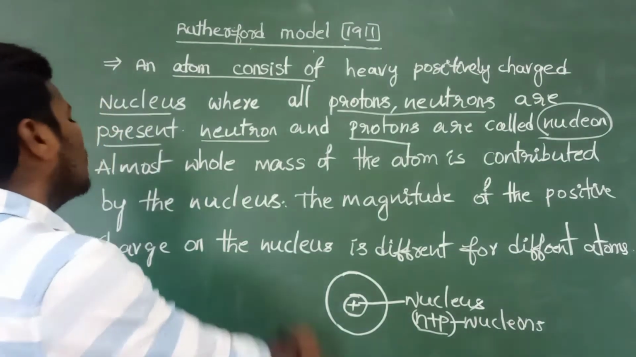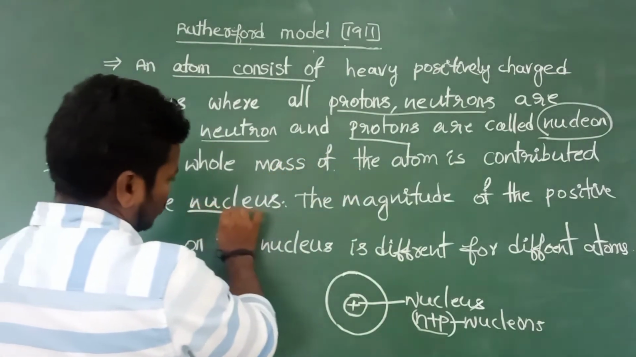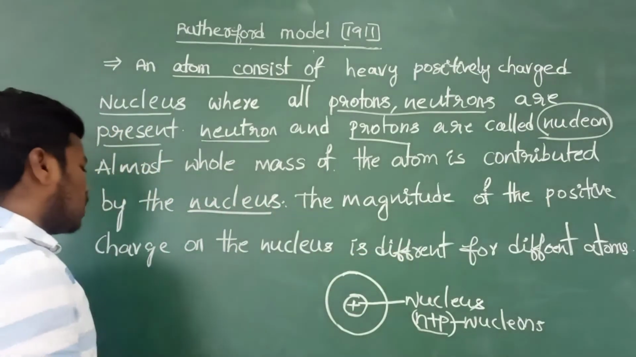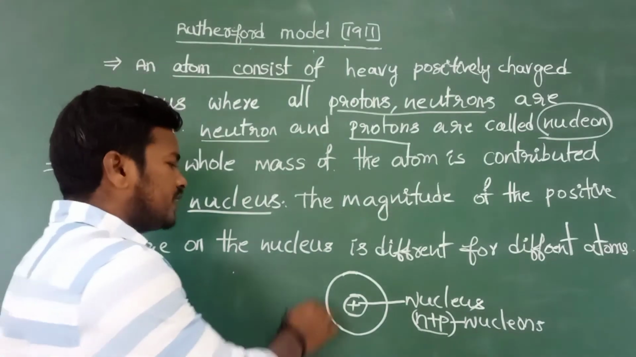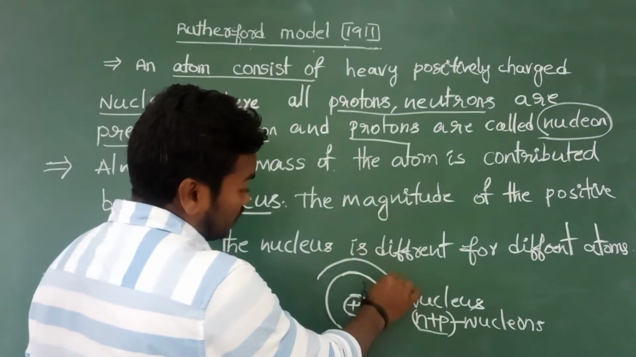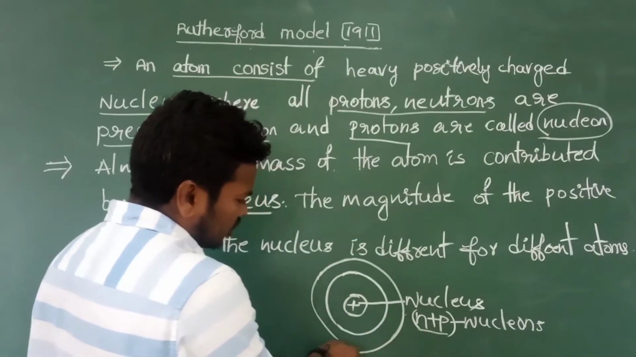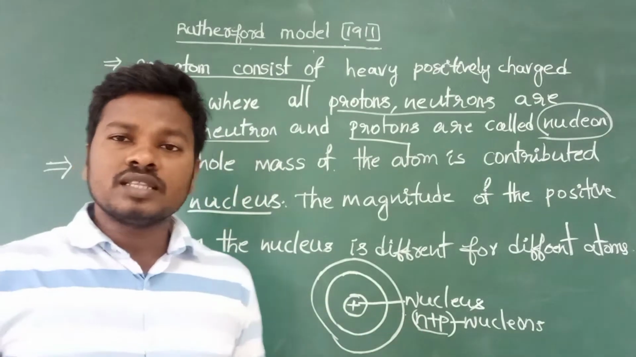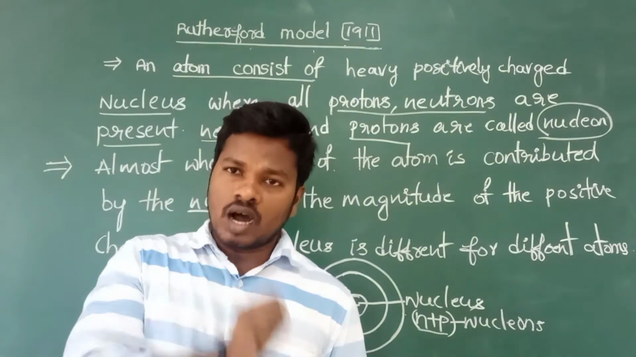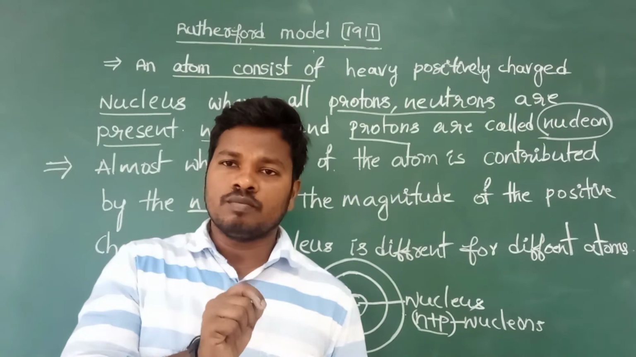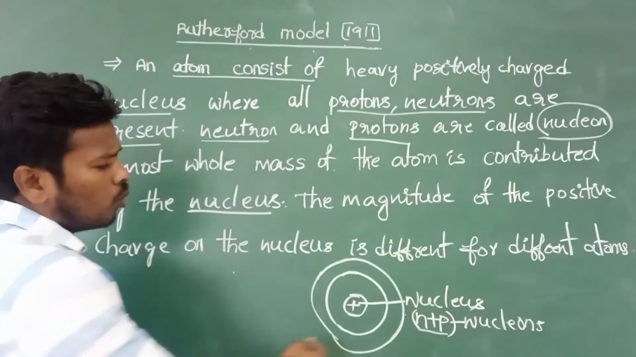Second, almost the whole mass of the atom is contributed by the nucleus. The magnitude of positive charge on the nucleus is different for different atoms. We know that we have three subatomic particles: electron, proton and neutron. The second point is that the whole mass of the atom is maximally contributed by the nucleus. How do we understand this?